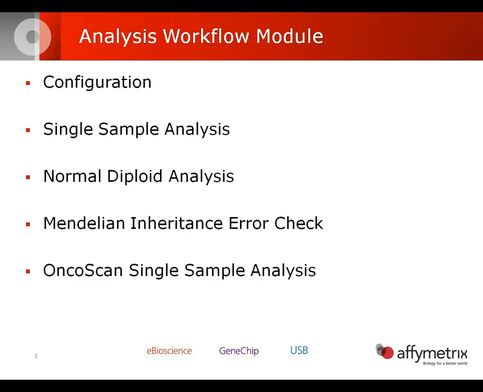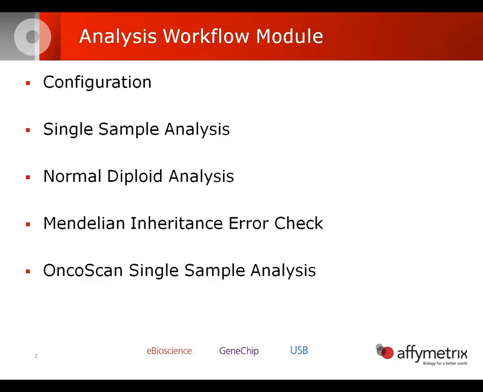After that, we're going to walk through how to do and set up a single sample analysis for CytoScan arrays, then a normal diploid analysis for CytoScan arrays. The normal diploid analysis is something that you would use for cancer samples that have lots of aberrations, and therefore the segment calling may not be correct during a single sample analysis because too much of the genome is non-diploid.